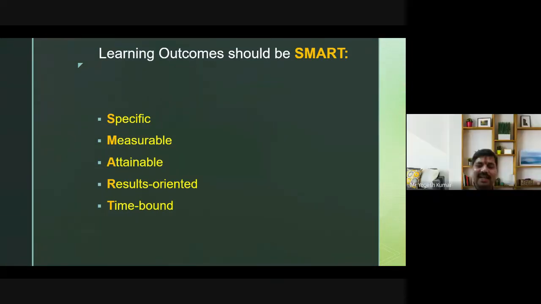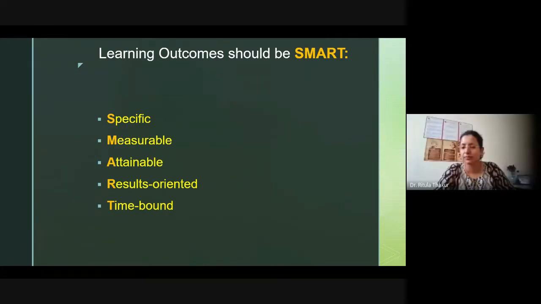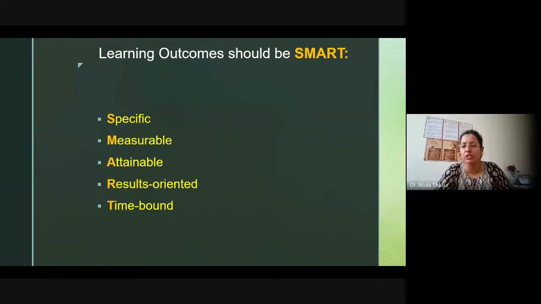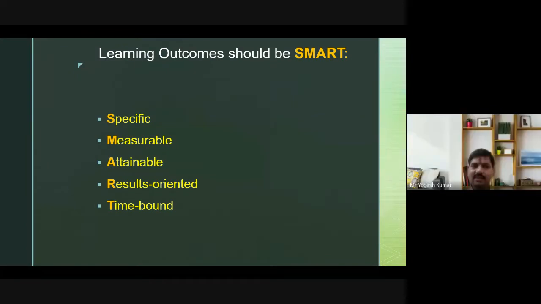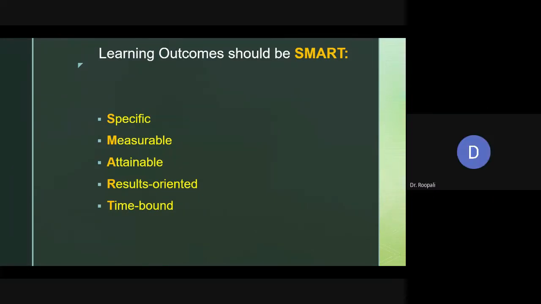One more thing I would like to inquire, ma'am. There are two terms we are using, learning objectives and instructional objectives. Are they interchangeable? Yes, they are interchangeable. You can call them learning objectives, learning outcomes, instructional objectives, instructional outcomes. They are the same. Okay, thank you.